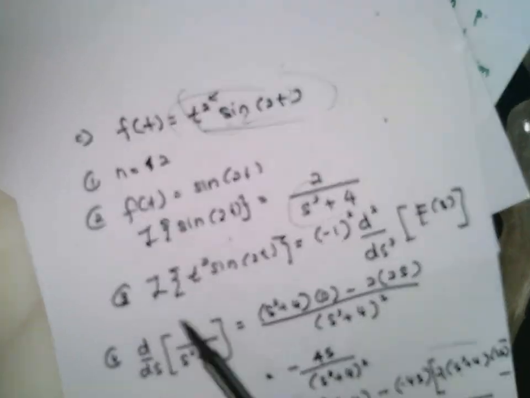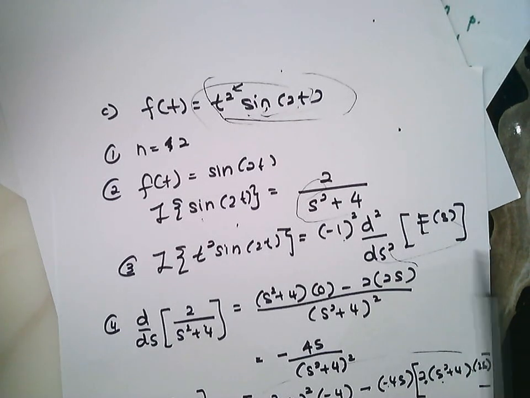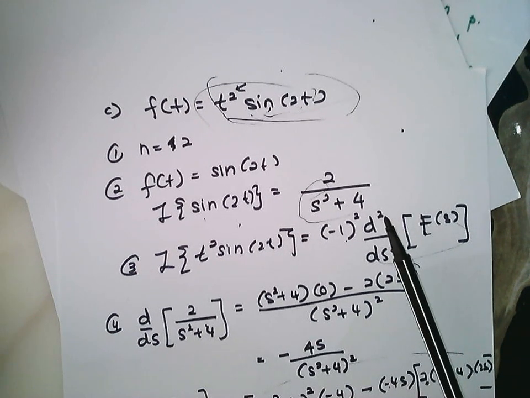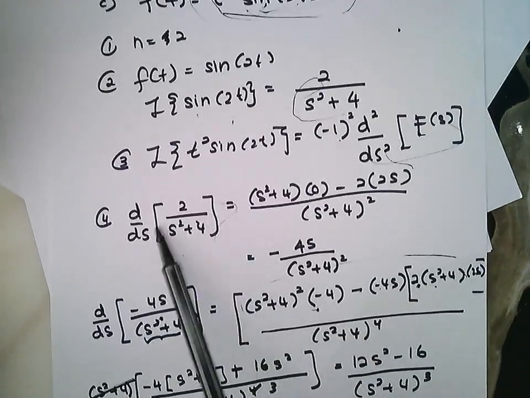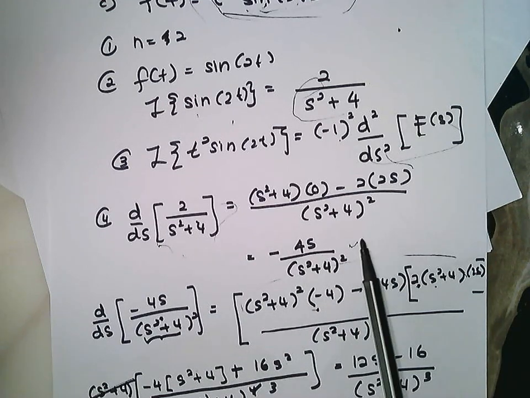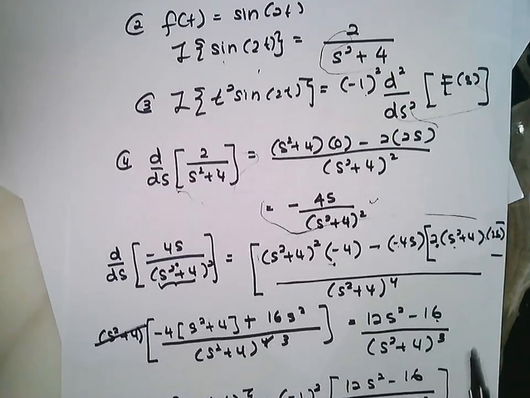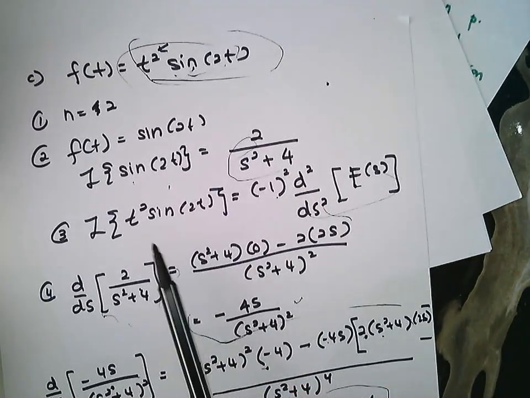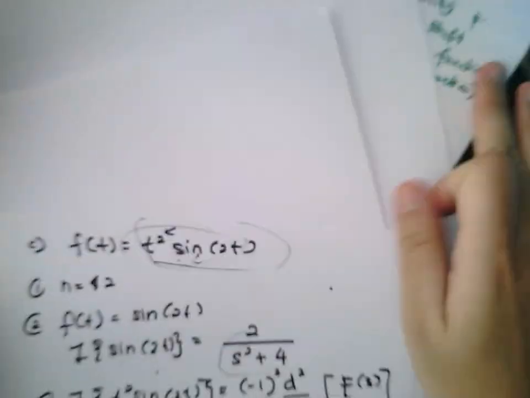So here you need to apply differentiation. How many times do you need to differentiate? It depends on your n. Since your n is equal to 2, you have to differentiate twice. The first differentiation gives you this answer. Then differentiating this one will give you this answer. When you have this, substitute back into the formula and multiply by this one, so you will have your final answer. Basically, we are done with the properties of the Laplace transform.